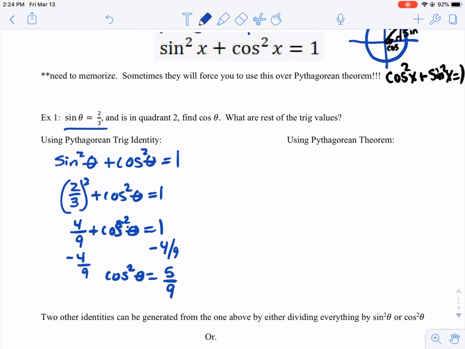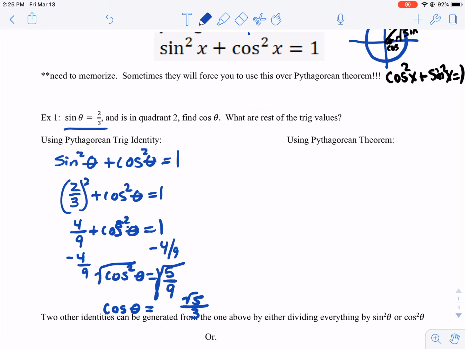And then to get the cosine by itself, I'm going to square root both sides. So now I have that the cosine of my angle is equal to, if I look at the numerator, I can't take the square root of 5, so I'm going to leave it square root of 5. But I can take the square root of my denominator. Square root of 9 is 3. So the cosine ends up being square root of 5 over 3.